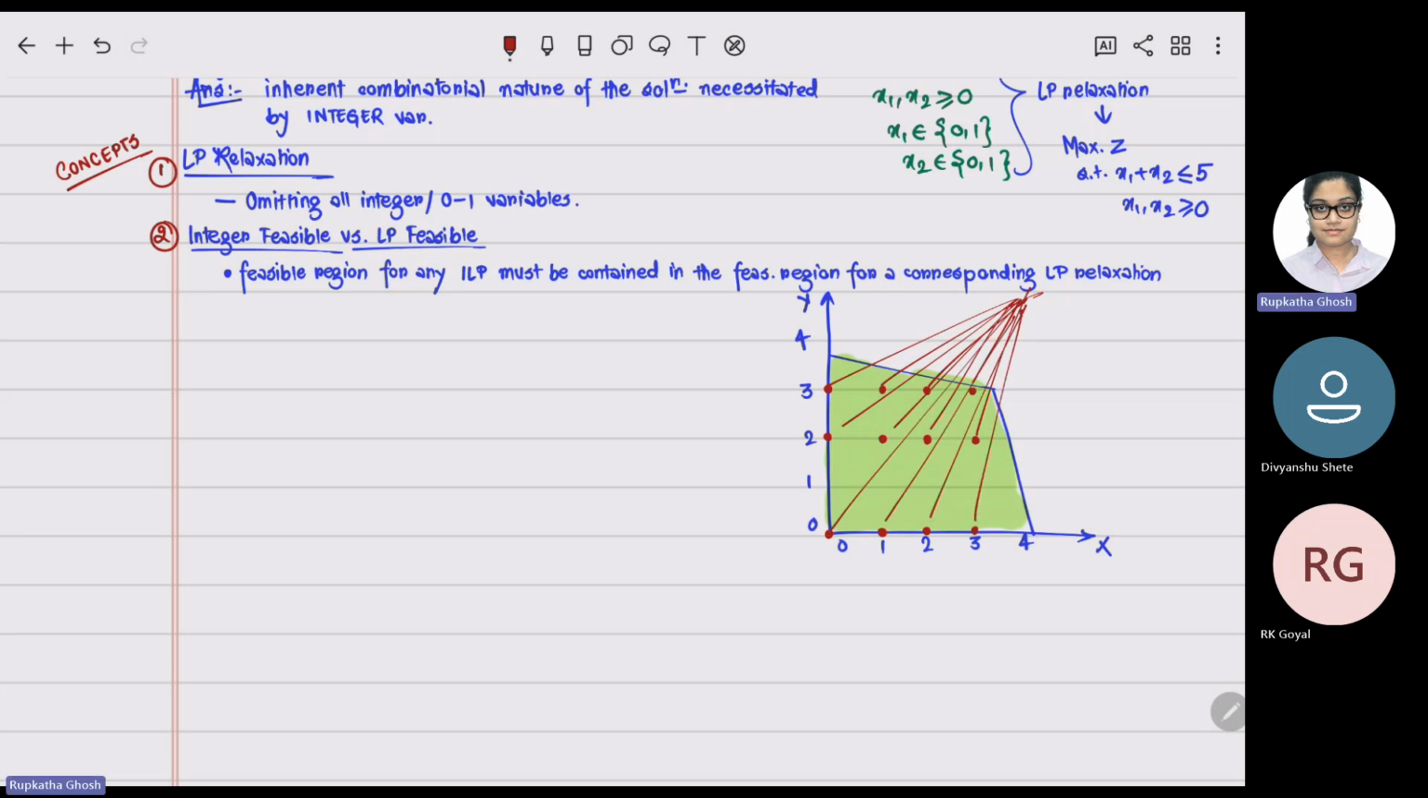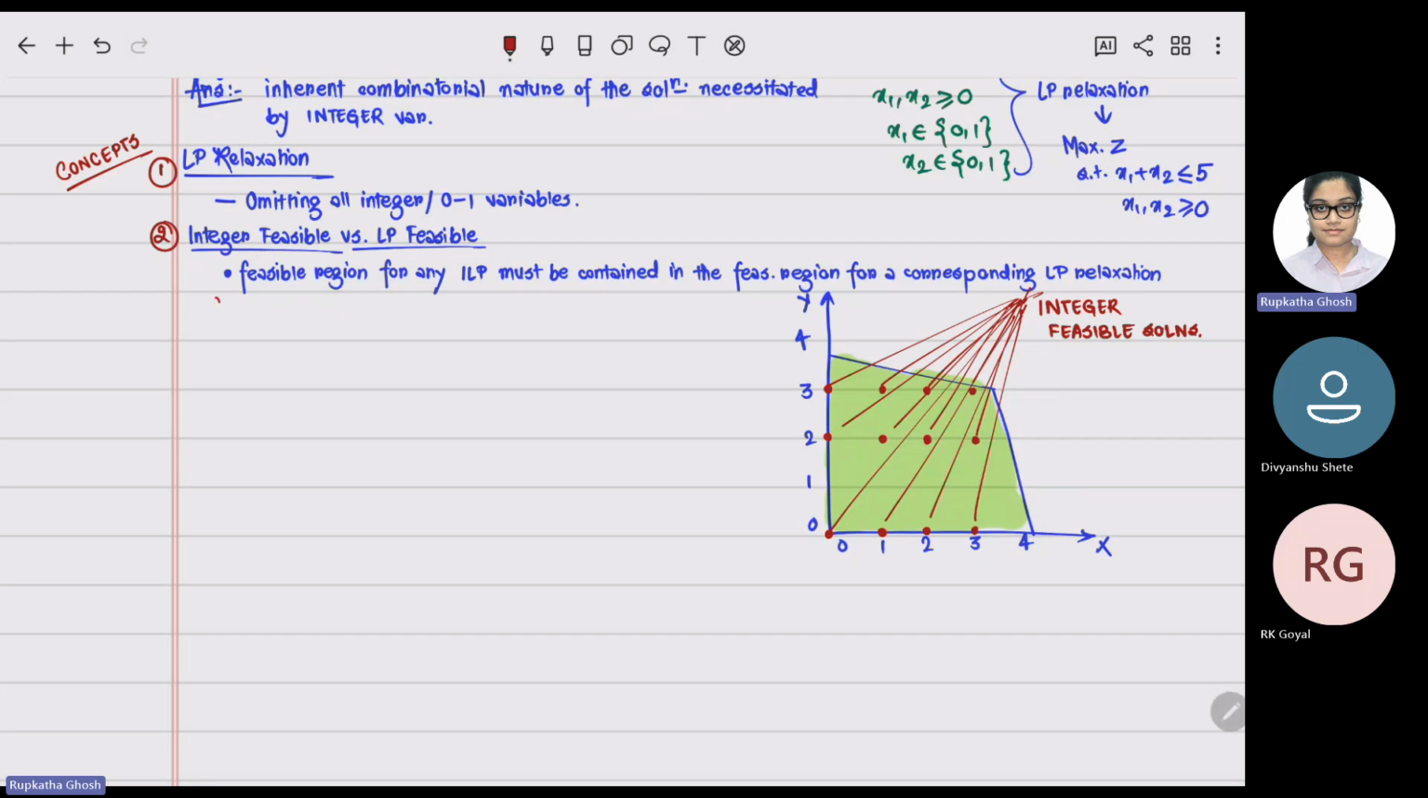All of these are your integer feasible solutions. Note, I'm calling it feasible, not optimal. Okay. So the next point which brings us is then how do you obtain an optimal solution?